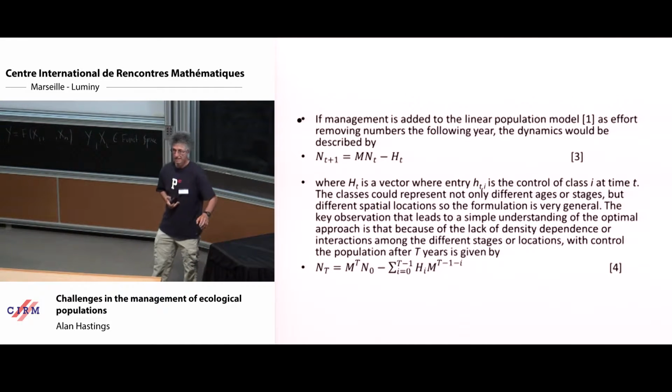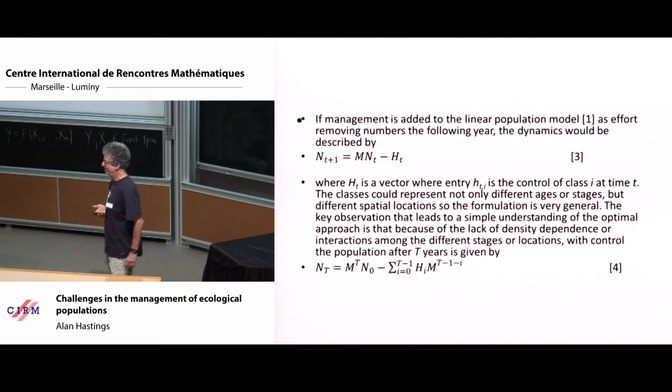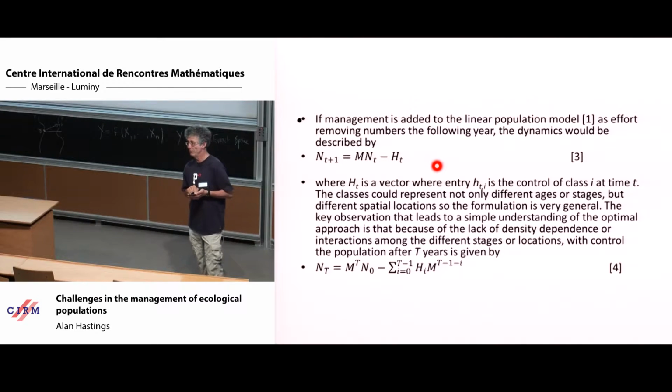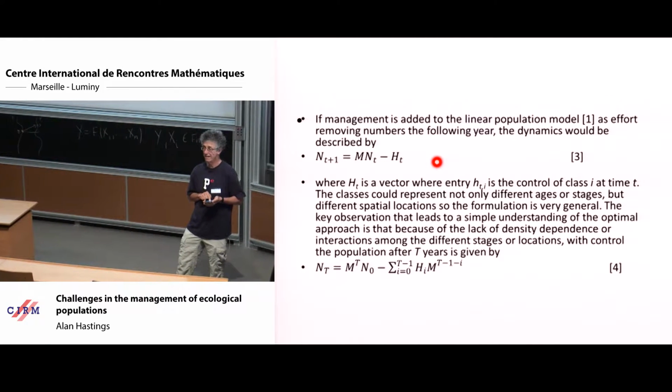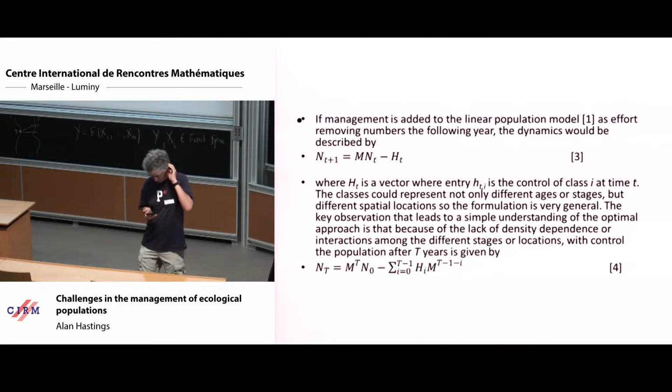Management would say that you remove something, and we've gone back and forth over the years as to how we index things, because neither way seems quite right. But here we add in the idea that we remove this vector h sub t, the amount of the different stages that we remove in a given year. What you end up with is the amount you would have had without the management minus the amount you removed.